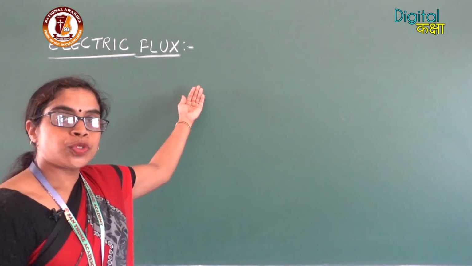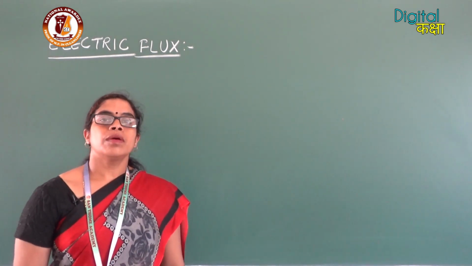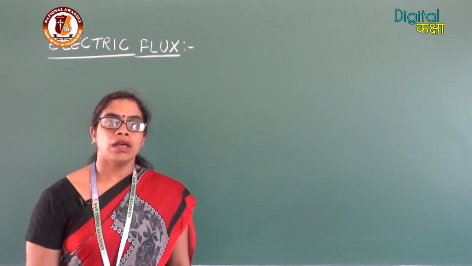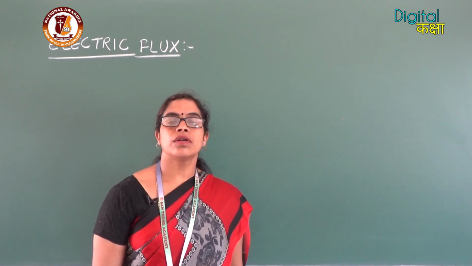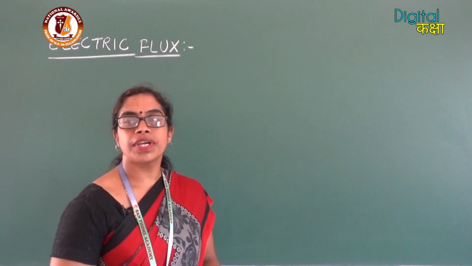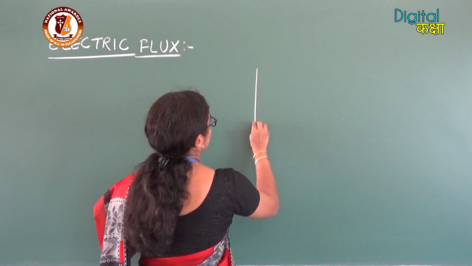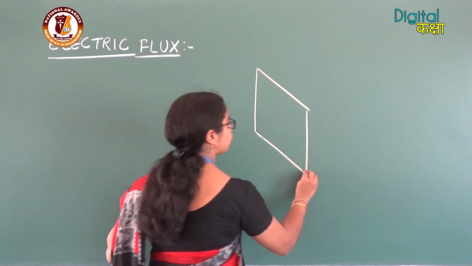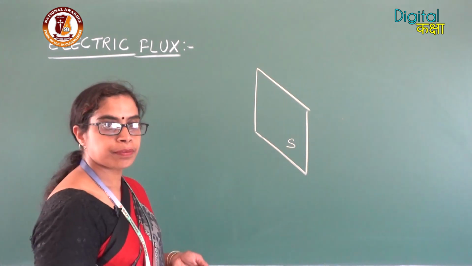Now, let us come to know the meaning of the term electric flux. So, students, the number of electric field lines passing normally through a given area is called electric flux. Now, in order to understand the formula for this electric flux, let us understand a figure. If there is a surface area given in a figure, let us say this is the area given for this surface. We can take this surface area to be S.